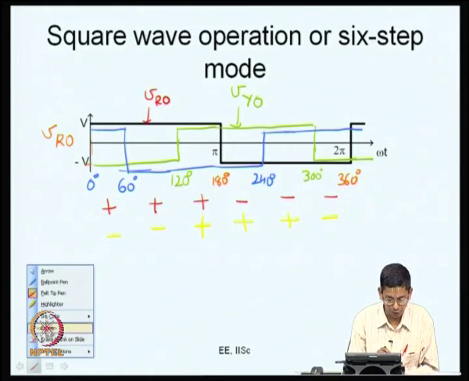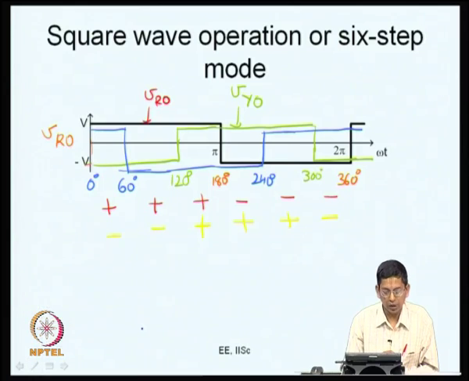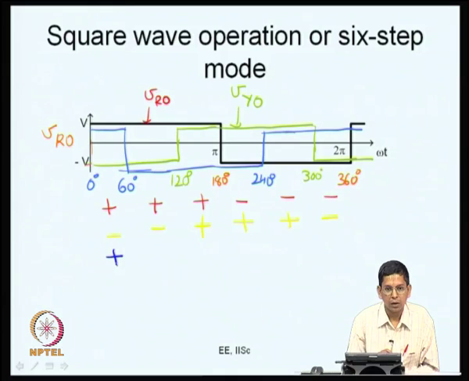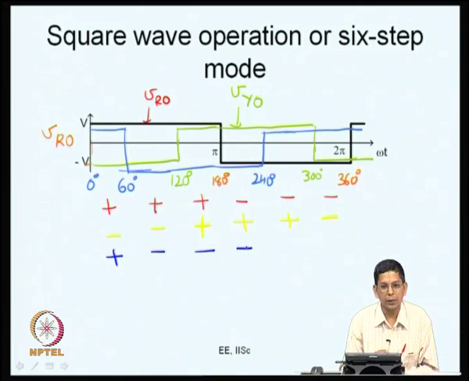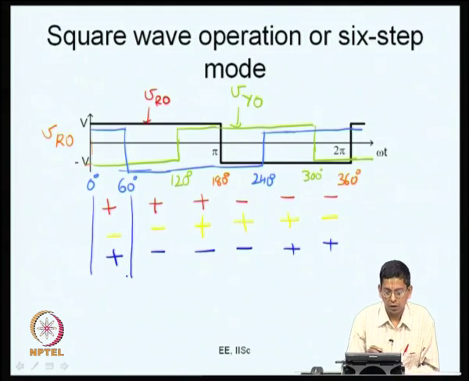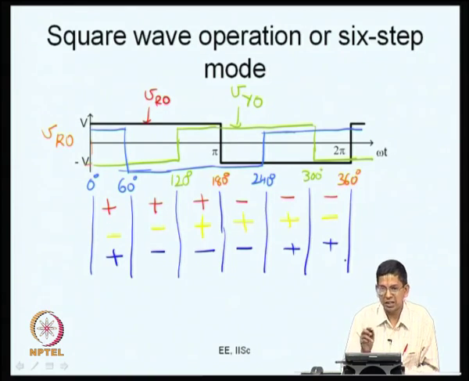Now, let us look at the blue phase. The blue phase is high for the first 60 degree duration, and then the blue phase is low from 60 degree all the way up to 240 degrees. Then subsequently it goes high. So, what I am trying to say is between 0 to 60 degree, between 60 to 120 degree, between 120 to 180 degree, every sixth of the fundamental cycle the inverter is in the same switching state.